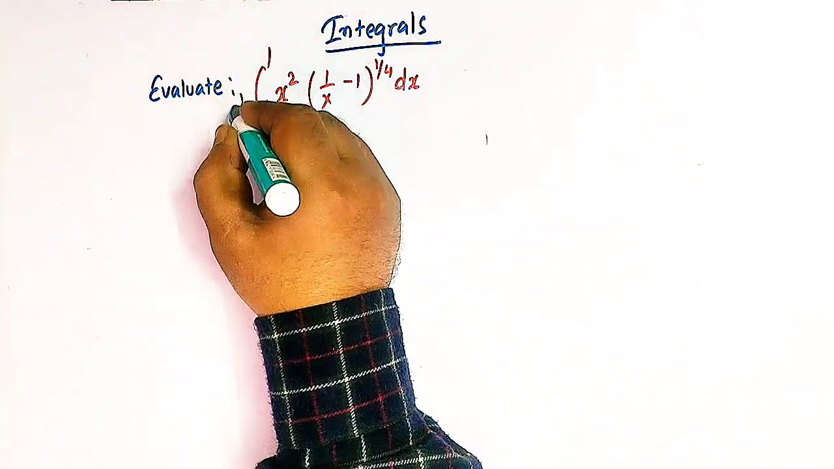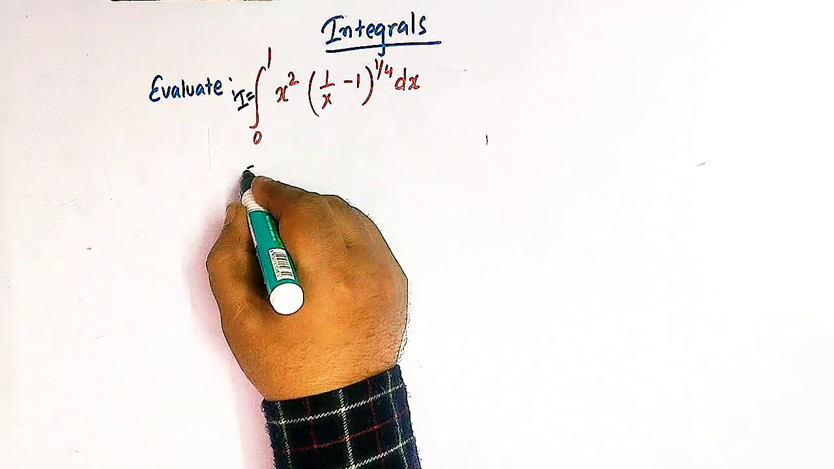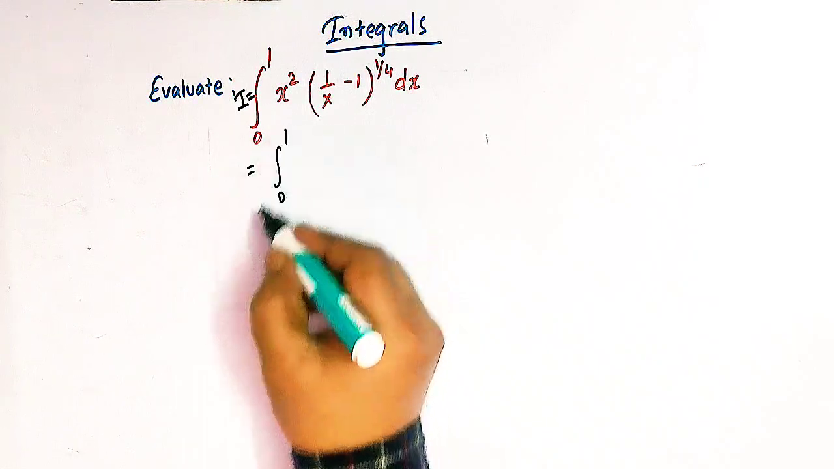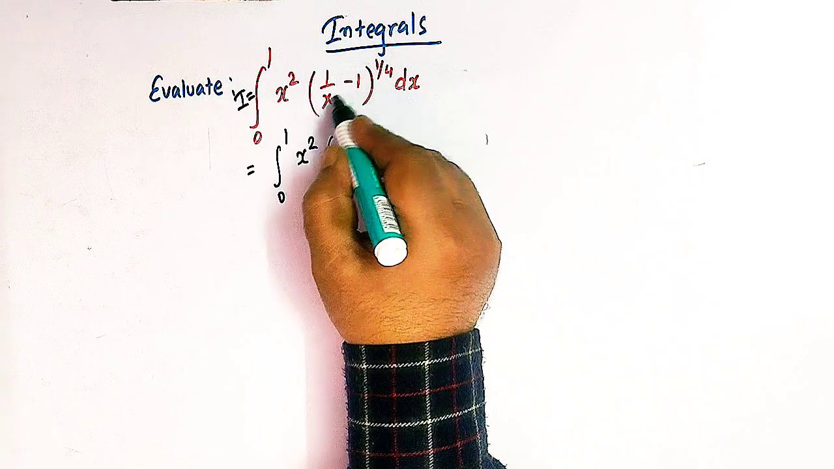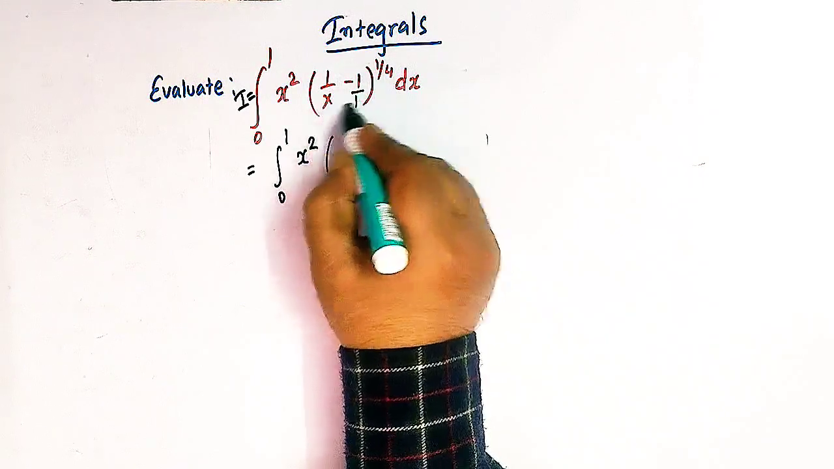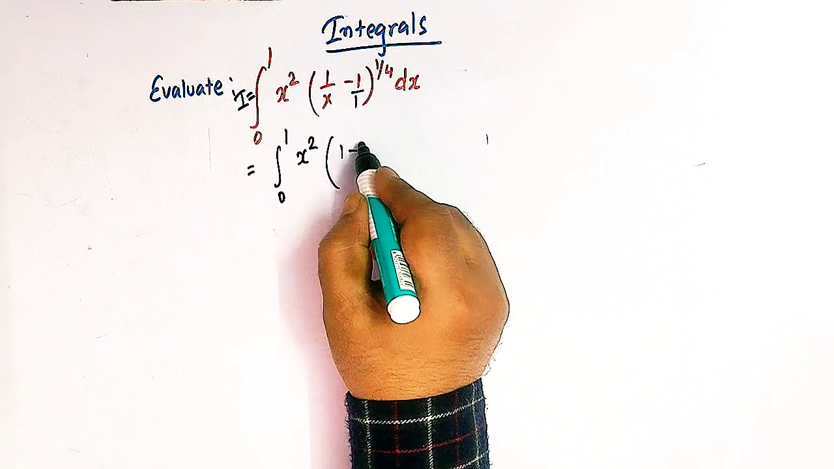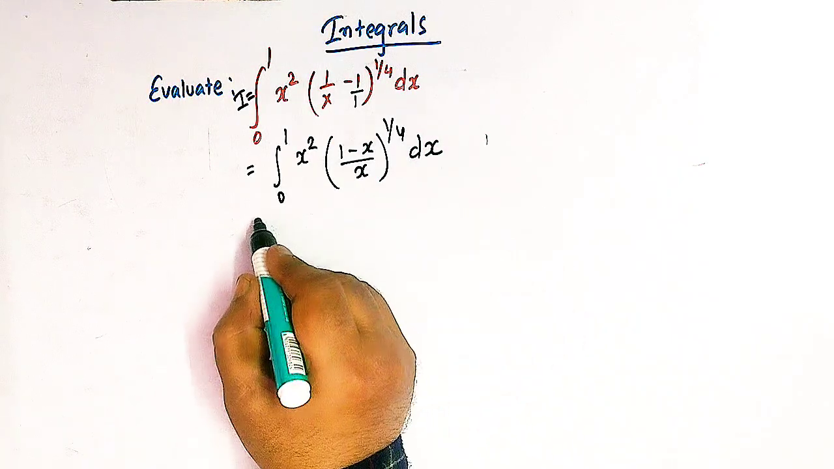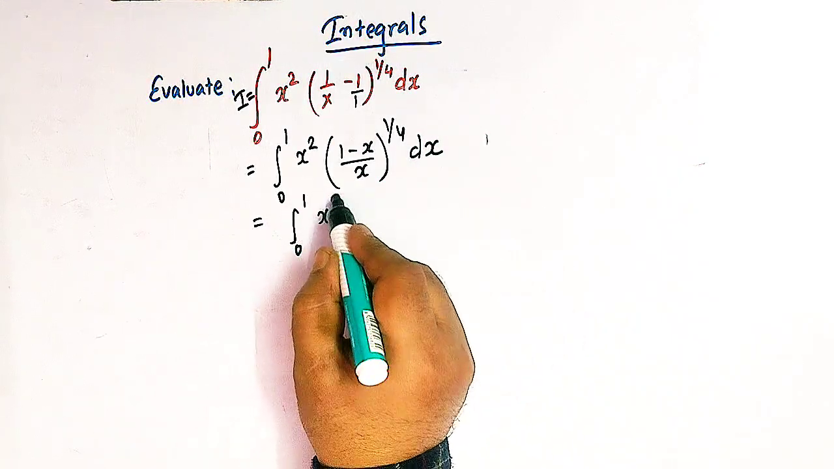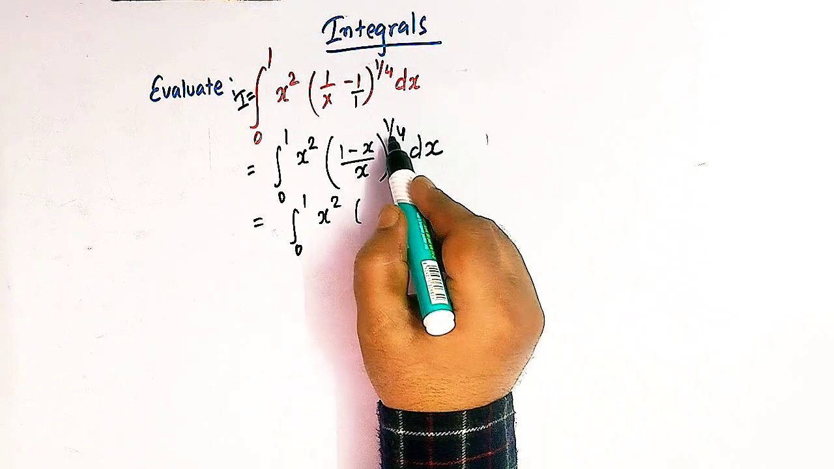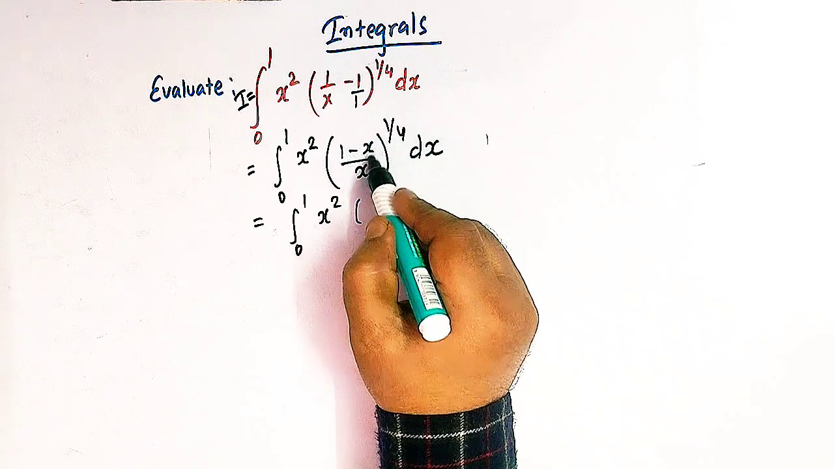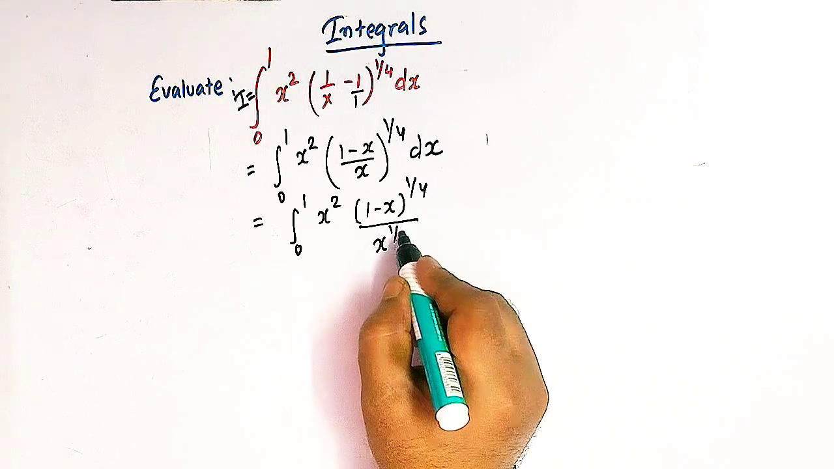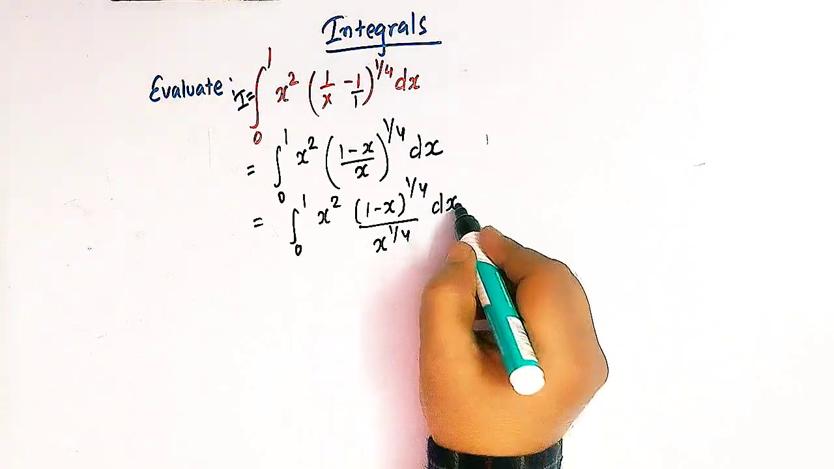So let us first call this integral as I, right? And initially we'll make some simplifications. So here we have 0 to 1, x squared, and we can take the LCM, that is x and 1. So we have ((1 - x)/x) raised to 1 by 4 dx. Let us rewrite this integral as x squared and distribute this power 1 over 4 to 1 minus x and x. So we have (1 - x) raised to 1 by 4 over x raised to 1 by 4 dx.